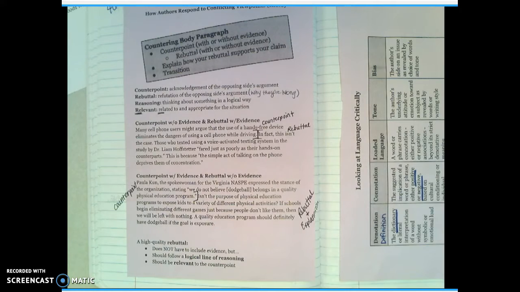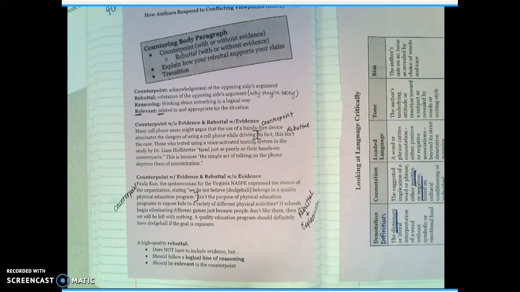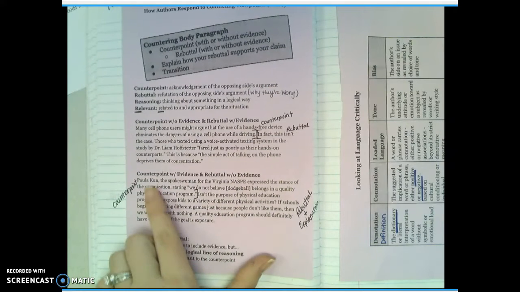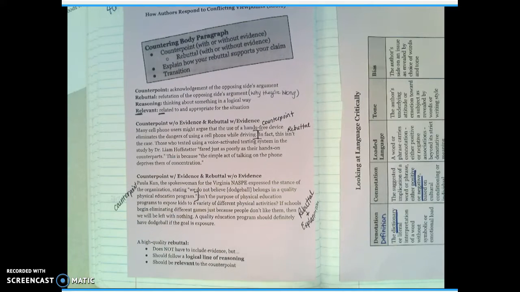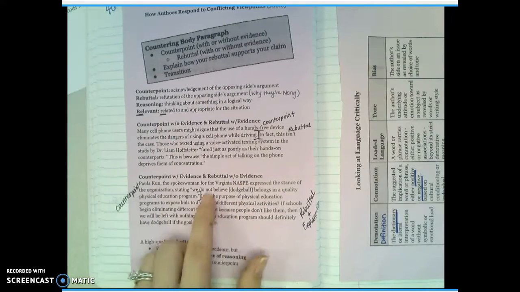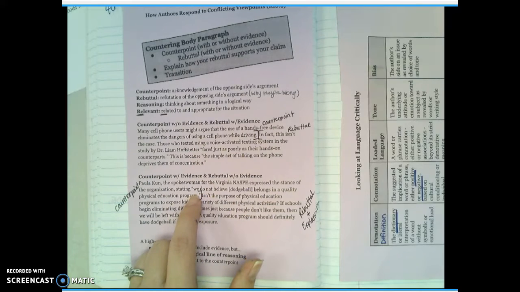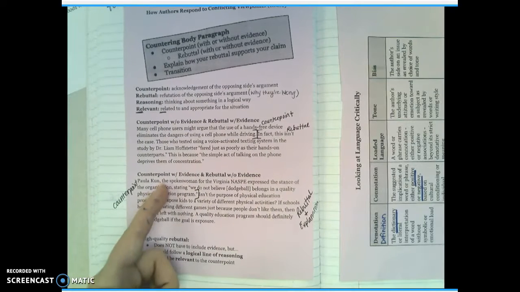But one thing that this page shows that's a little bit different than how we originally looked at counterpoints and entire countering paragraphs is that you can do a counterpoint with evidence and then do a rebuttal without it. Or you can do a rebuttal with evidence. But in this one, the counterpoint actually includes a quote from the side that I disagree with, and then the rebuttal and the explanation says why that's wrong.